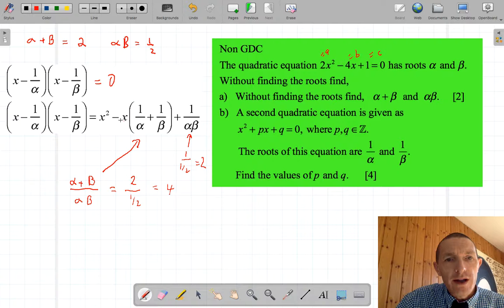So I've got x squared minus 4x. So p is minus 4. As here it's a positive. And q, which we had before, is 2.